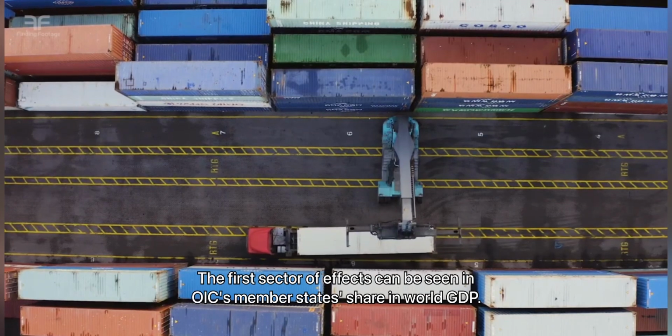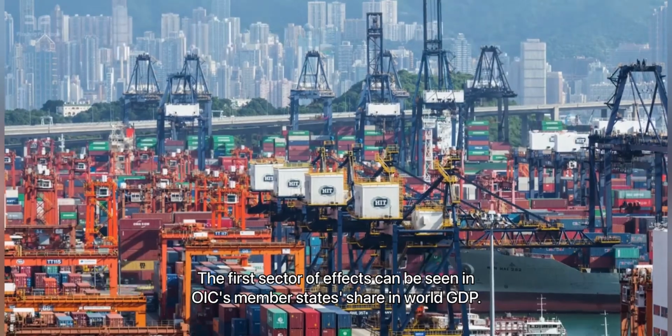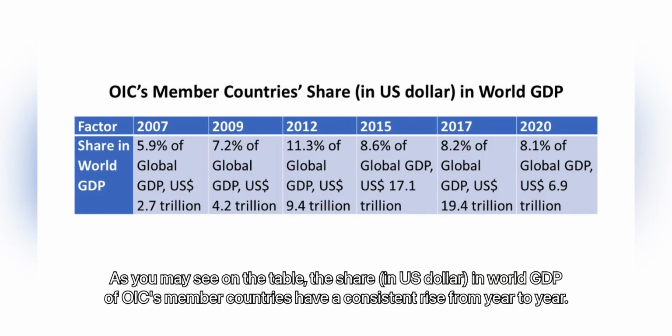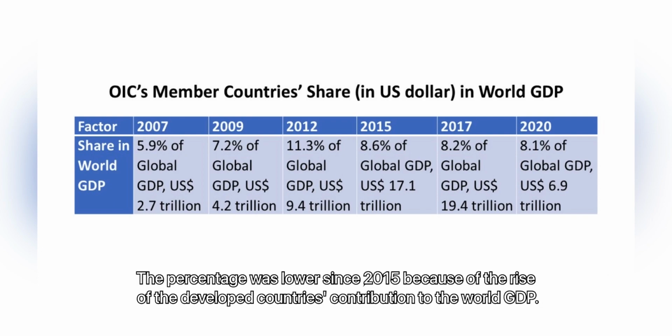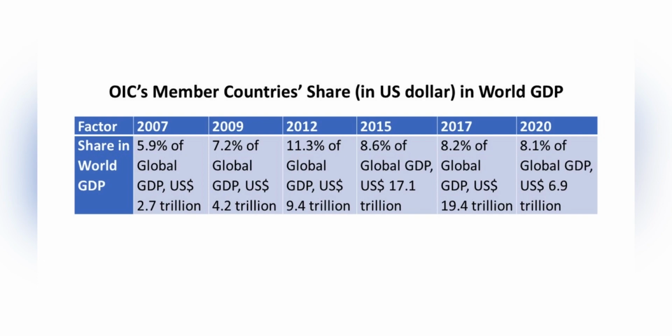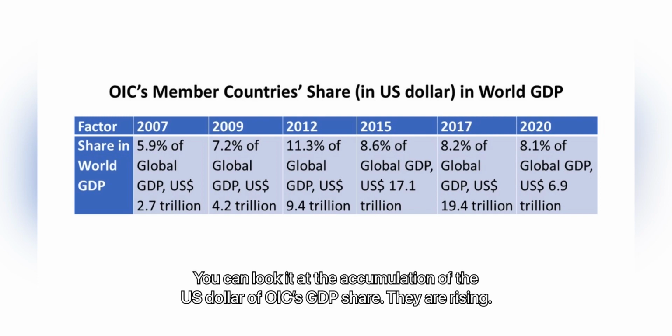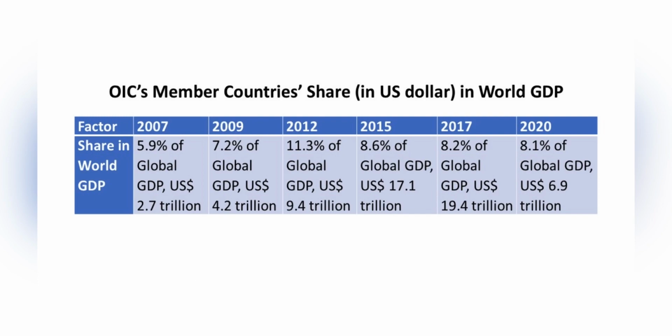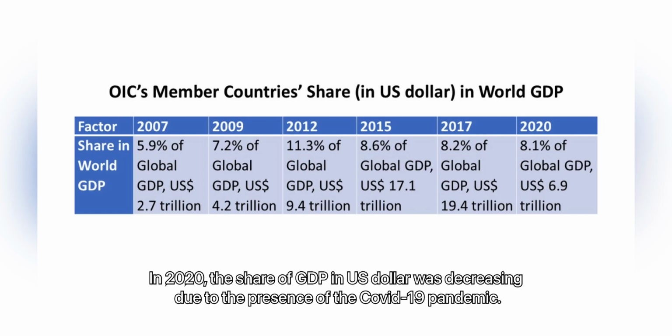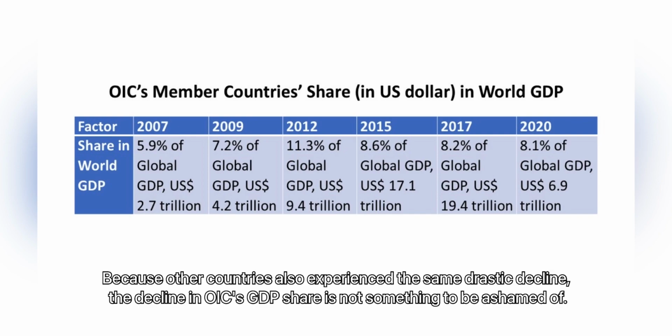The first sector of effects can be seen in OIC's member states' share in world GDP. As you may see on the table, the share in world GDP of OIC's member countries has a consistent rise from year to year. The percentage was lower since 2015 because of the rise of the developed countries' contribution to the world GDP. Thus, it doesn't mean that the OIC member states were declining in essence. You can look at the accumulation of the US dollar of OIC's GDP share. They are rising. In 2020, the share of GDP in US dollars was decreasing due to the presence of the COVID-19 pandemic. Because other countries also experienced the same drastic decline, the decline in OIC's GDP share is not something to be ashamed of.